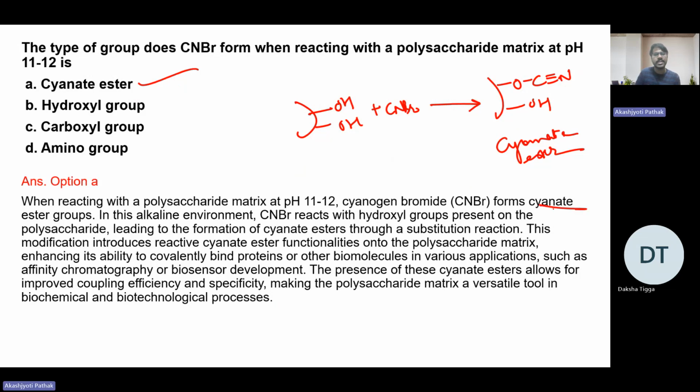So it forms cyanate ester groups. In this alkaline environment, cyanogen bromide reacts with the hydroxyl group present on the polysaccharide, which leads to the formation of cyanate ester through a substitution reaction. The modification introduces reactive cyanate ester. You can read about all this. Okay, the same thing is written here.